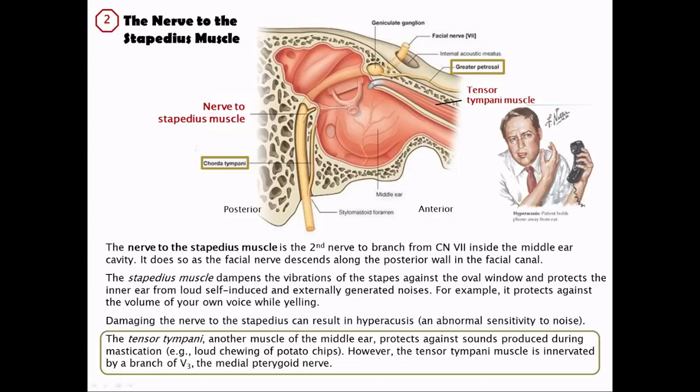The second muscle visible in this image is the tensor tympani muscle. It attaches to the malleus, the first bone of the ossicular chain. The tensor tympani helps to dampen noises that are generated internally, like the noises generated from chewing potato chips, for example. It is innervated by a branch of V3, the medial pterygoid nerve.